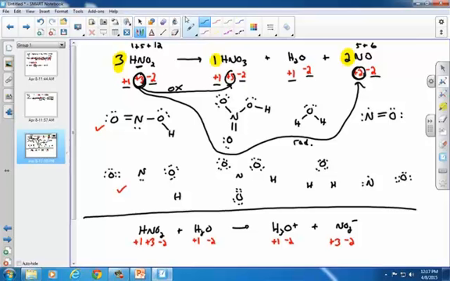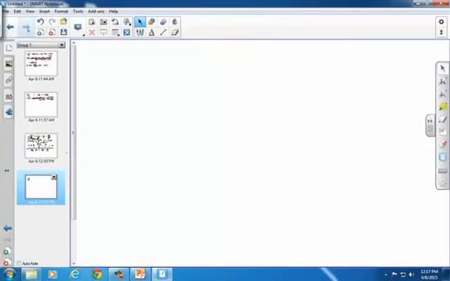Questions about that? All right, I want to do just one more of these because I want to show you an example of what the analysis is slightly different if you have a metal involved. So, let's see if I can find a good one here.